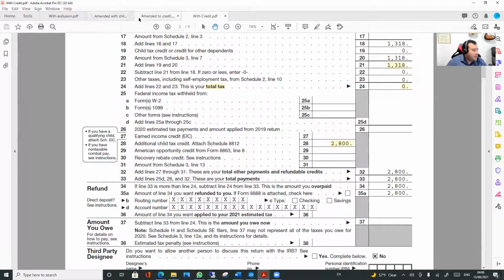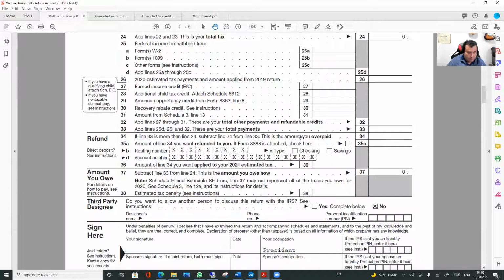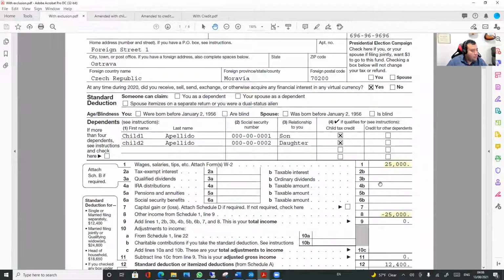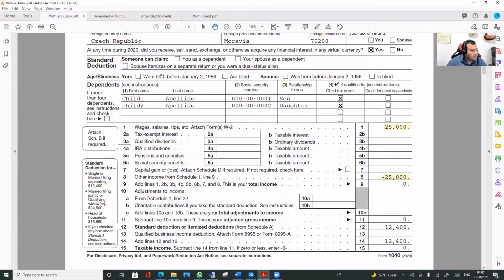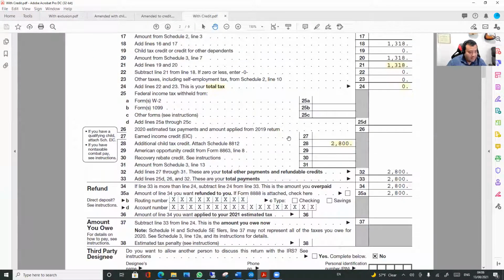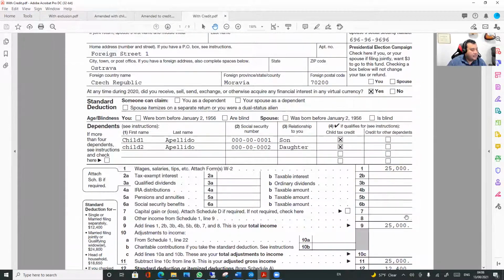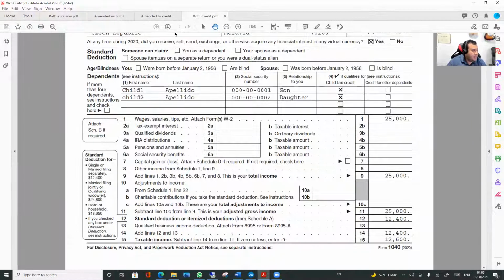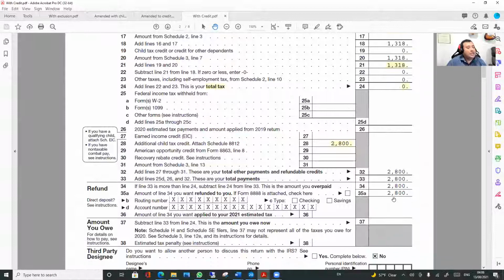So with exclusion, 0 refund. With credit, this page looks the same, but a $2,800 refund. You can do this for 18, 19, and 20, maybe 17, but that's nuanced.